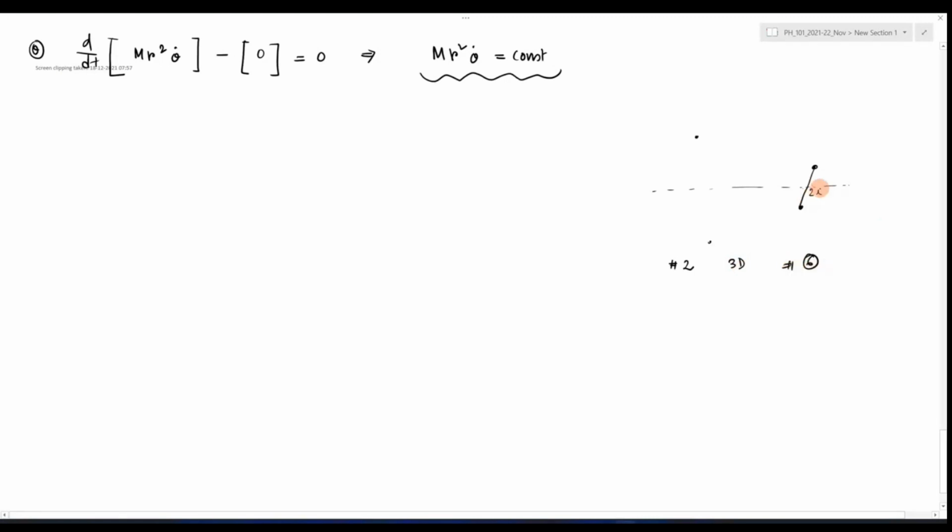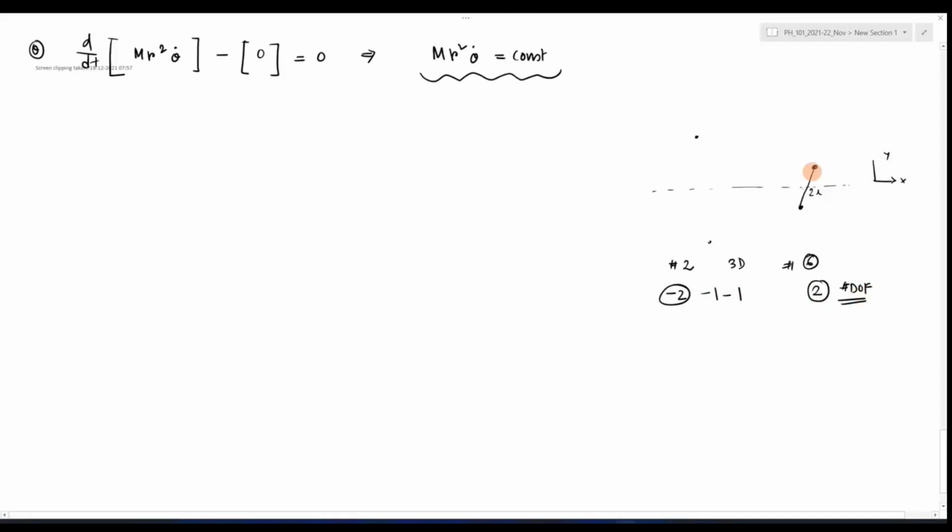Now the number of constraints. Both the particles are not allowed to move in Z direction. So two constraints, 6 minus 2, 4 remaining. This length is constant, minus 1 again. And also the center of mass of this system is not allowed to move in Y direction. That's why one more constraint. So finally we got that degrees of freedom was 2.